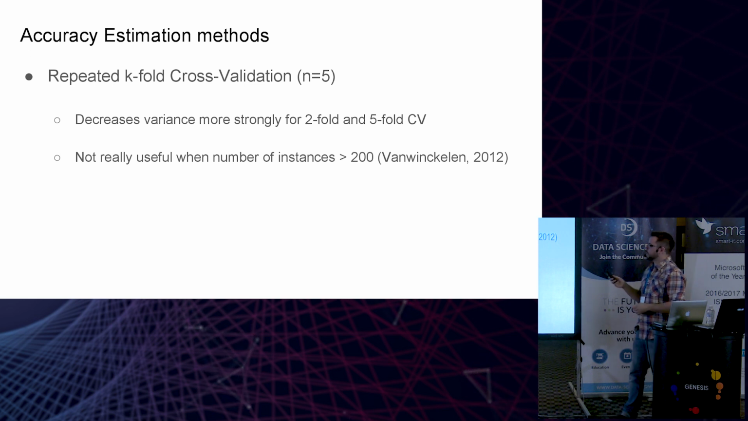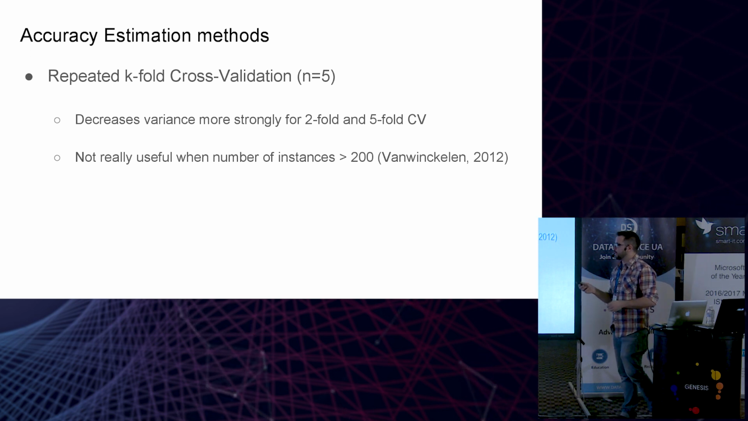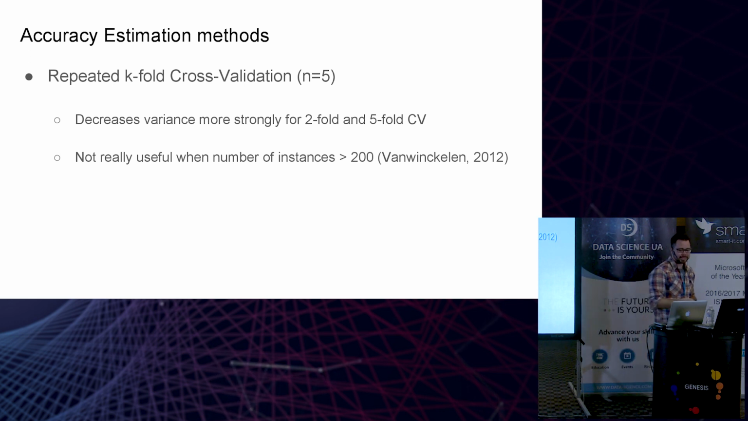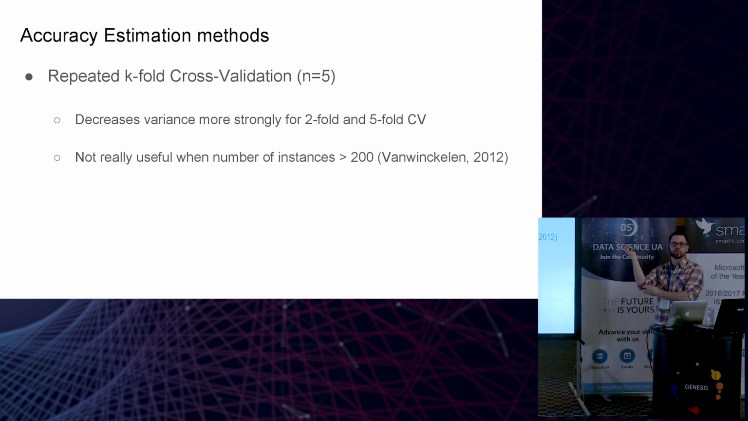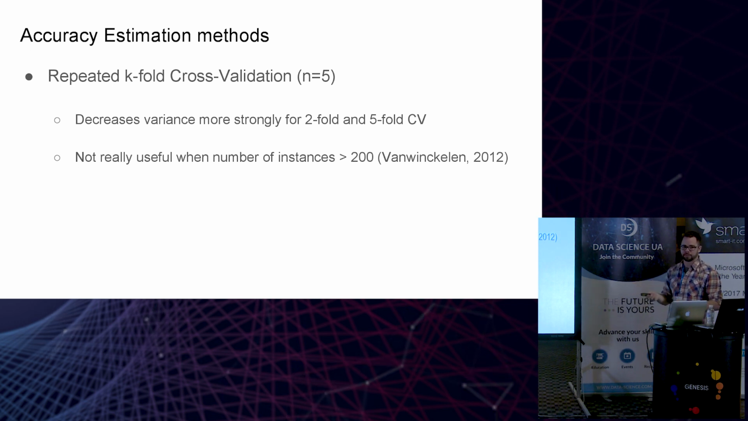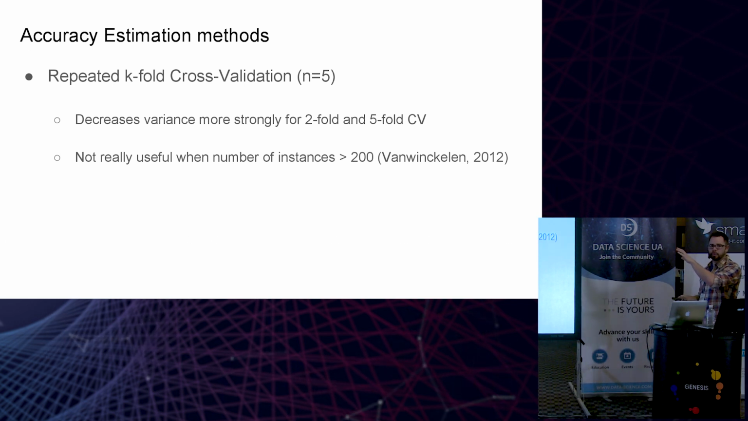And by the way, repeated cross-validation, normally there's also a result there that it's not that useful when you have big data. When you have more than 200 instances, you don't actually gain too much variance reduction from repeating cross-validation. So this applies mostly to small data cases.